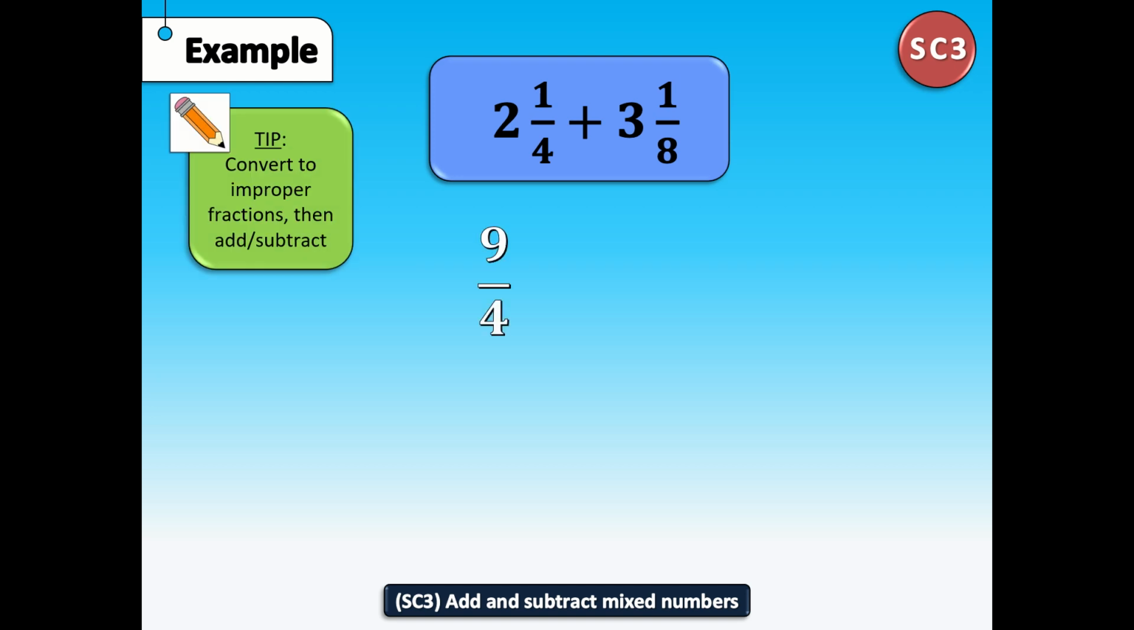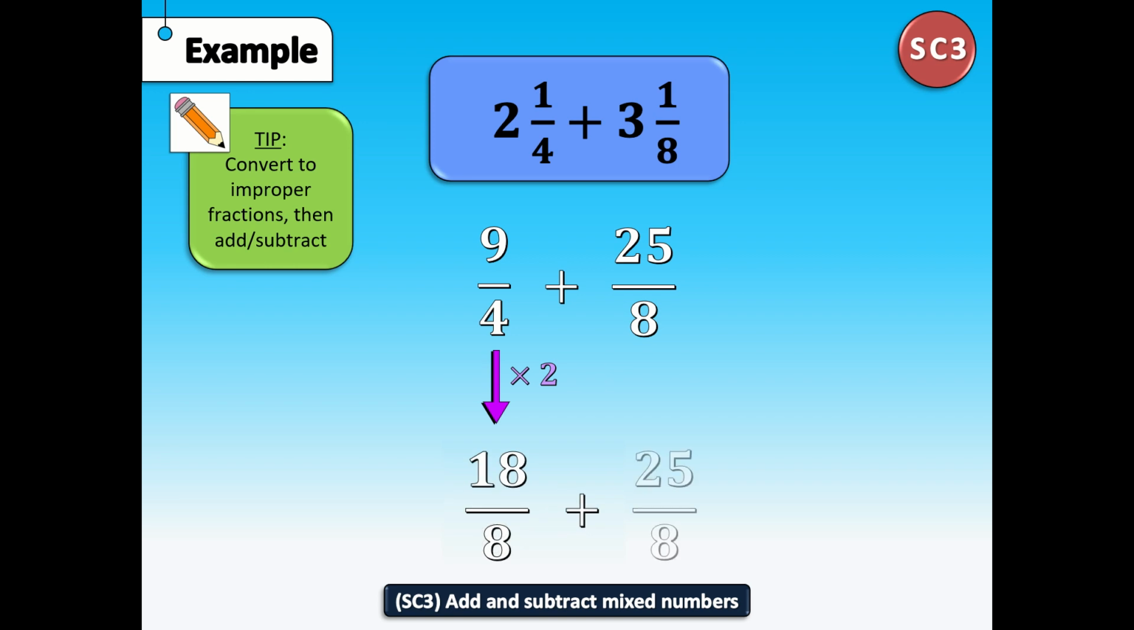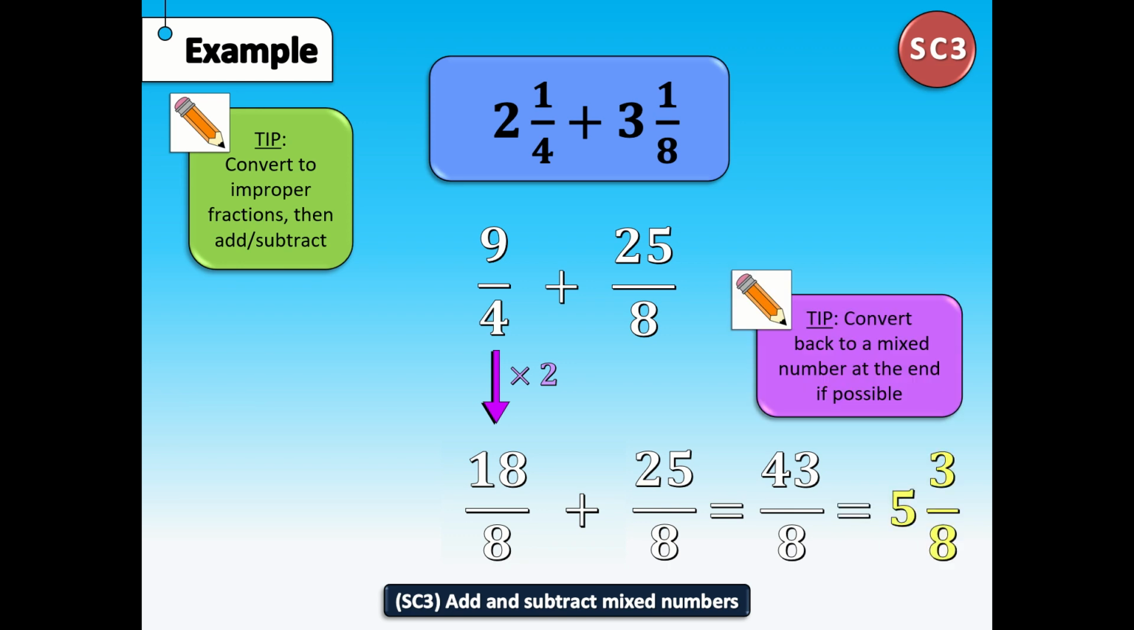So the first thing we need to do is make them into improper fractions. Then, just like before, I can make the denominators the same number, so I can times this fraction by 2. So it's 18/8. And the second fraction can just stay the same. And if I add those together, I get 43/8. And I can convert that to a mixed number. So my final answer is 5 3/8.